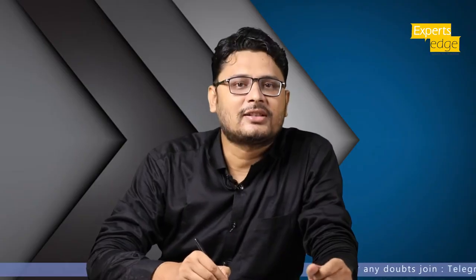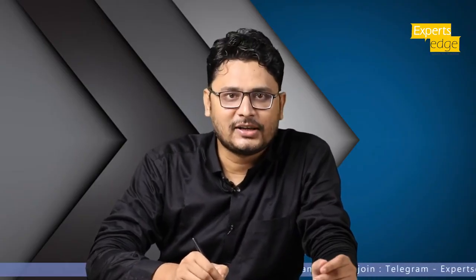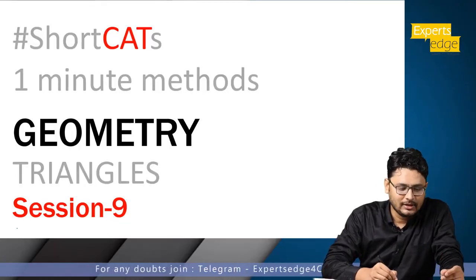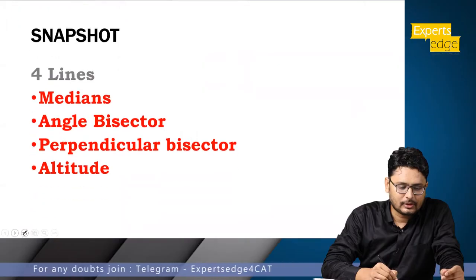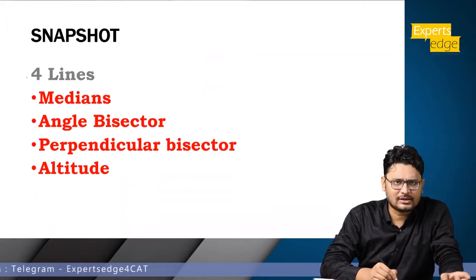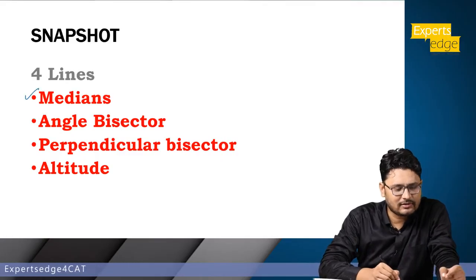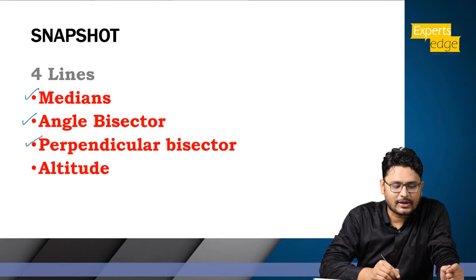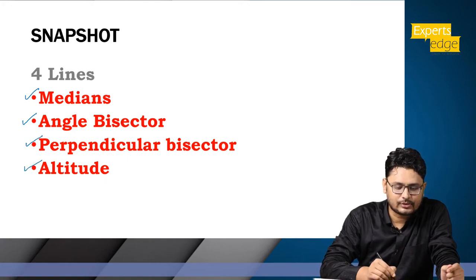So here we are with our shortcut series, that is 1 minute method. The topic we are doing is geometry. In geometry we are particularly doing triangles. In today's session we will be seeing 4 lines, the very 4 important lines in a triangle. That is the medians. You must have heard of these lines. Another is angle bisector, another is perpendicular bisector, and then the altitudes.